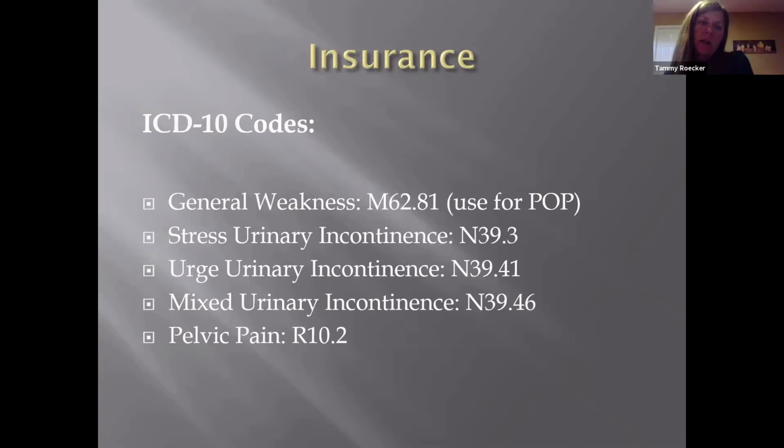The ICD-10 codes that are used here, you can see general weakness, with the M62.81, you can use that for pelvic organ prolapse. Stress urinary incontinence, N39.3. Urge urinary incontinence, N39.41. Mixed urinary incontinence, N39.46. And pelvic pain, R10.2.